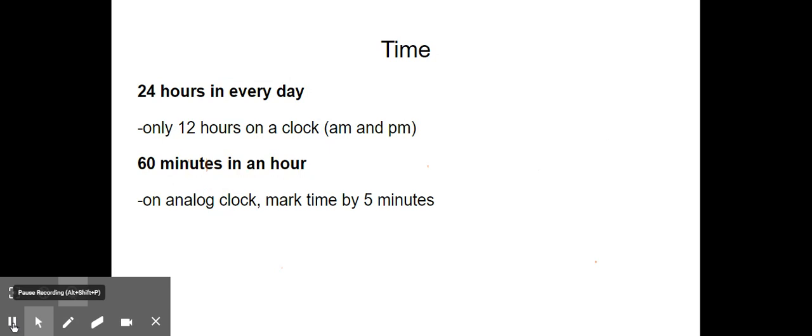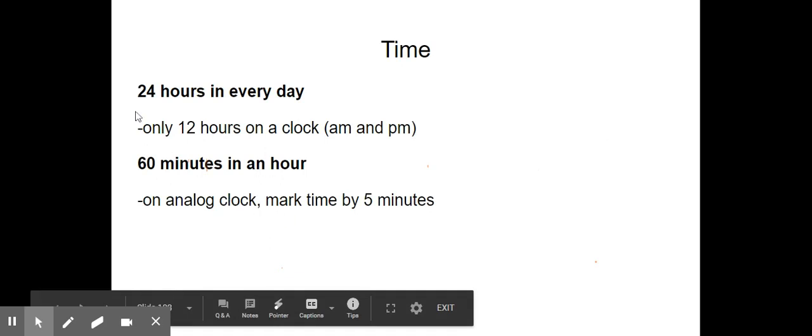I know that in your packets, you have been practicing writing the time that you see on clocks. I wanted us to take some time today to talk about time because I know that a lot of us are not used to telling time using clocks. So the first important thing to know about time is that there are 24 hours in every single day.